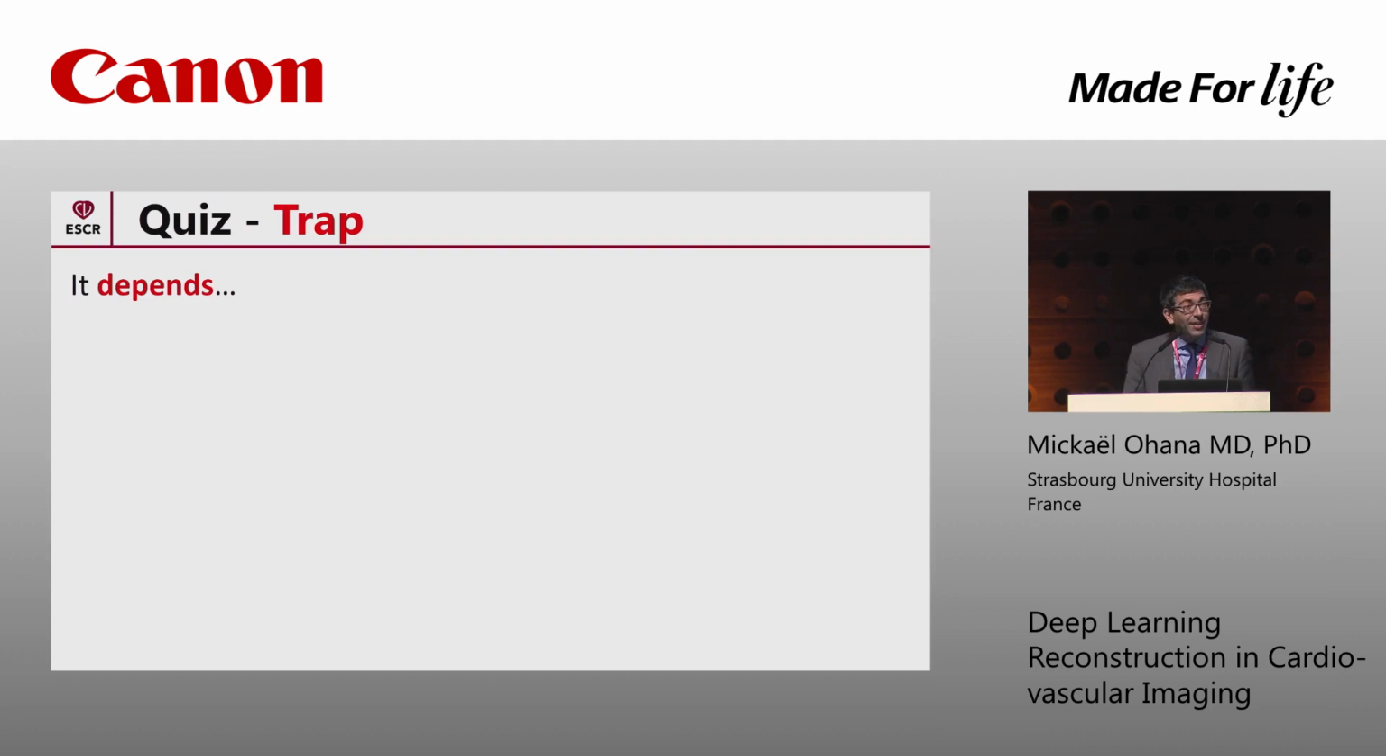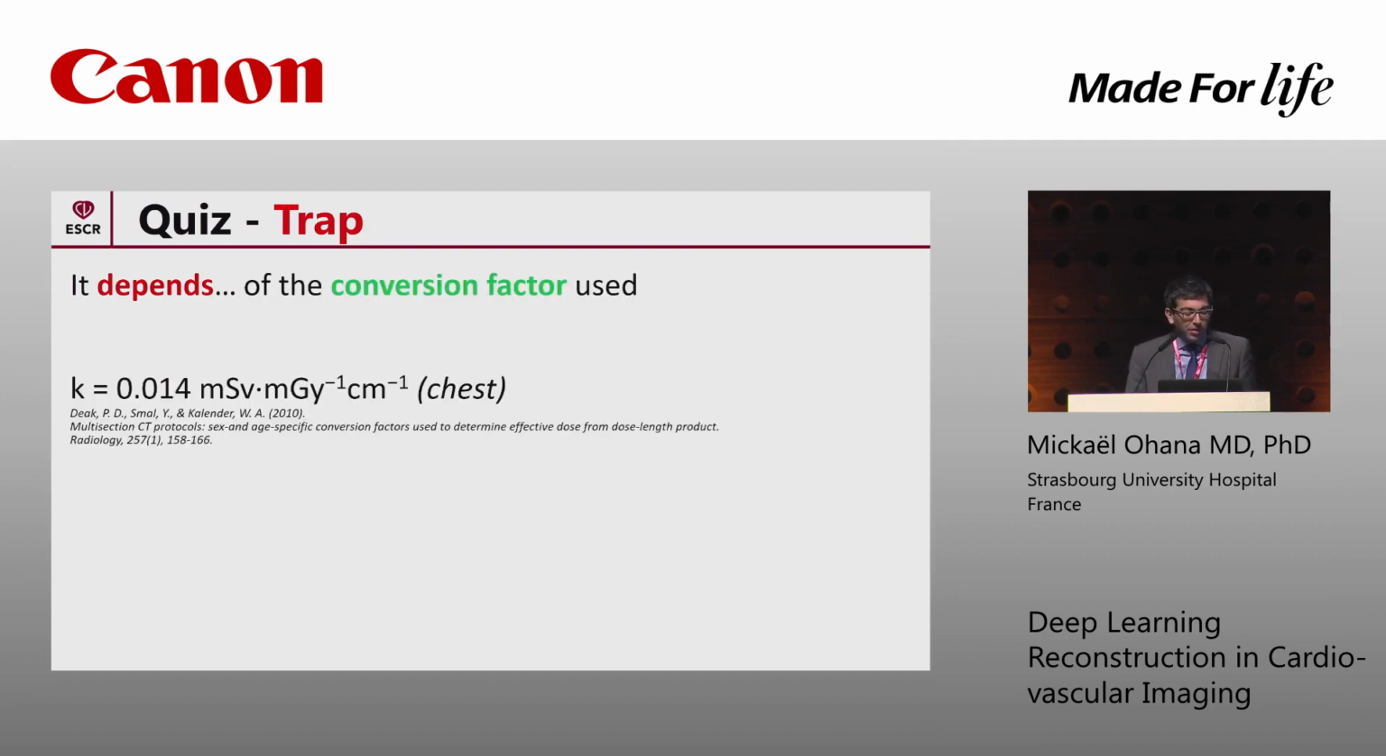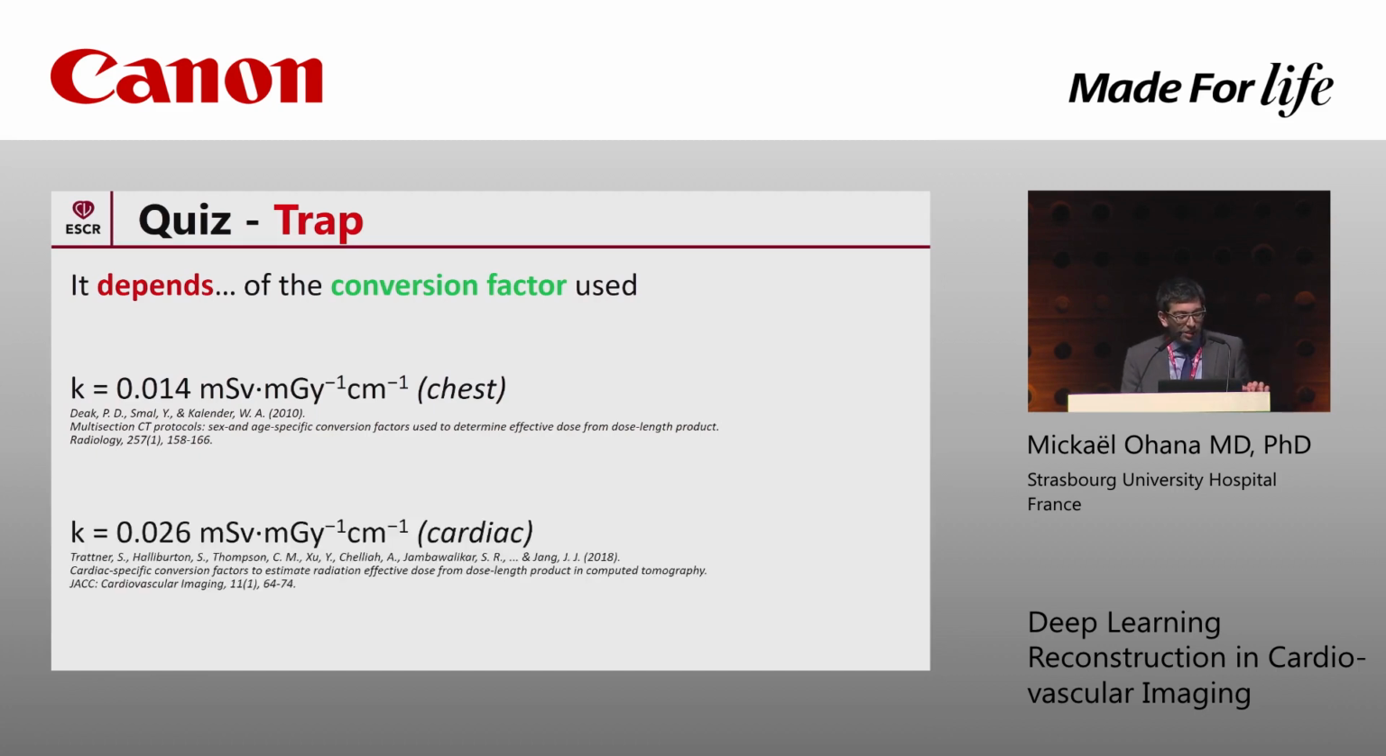And it depends on what? It depends on the conversion factor that you are using. And I think that's something important to know because most of the literature is still referring to the conversion factor used for chest, which is 0.014, which has been published a long time ago. But last year, there has been an interesting publication in JACC Imaging where they've demonstrated that specifically for cardiac imaging, it might be more accurate to use a dedicated conversion factor, which is higher. And they suggested in this publication to use a conversion factor of 0.026.